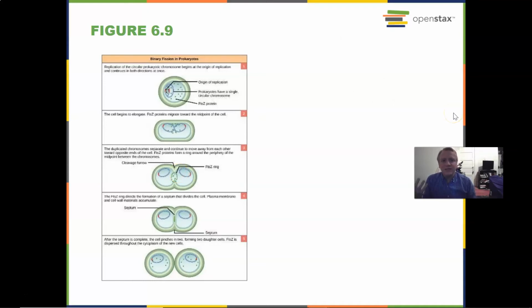Not as interested in binary fission as I am mitosis, although you should certainly know what binary fission is. But I probably wouldn't ever ask you about specific proteins or this thing called the septum. What you should know is that binary fission is a similar, although simpler process than mitosis, and you wind up having 2 identical prokaryotic cells at the end.